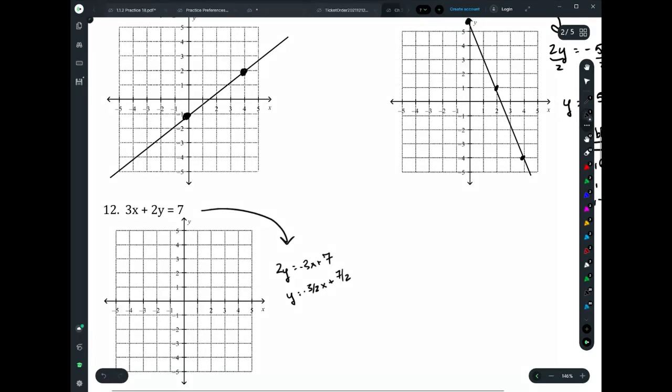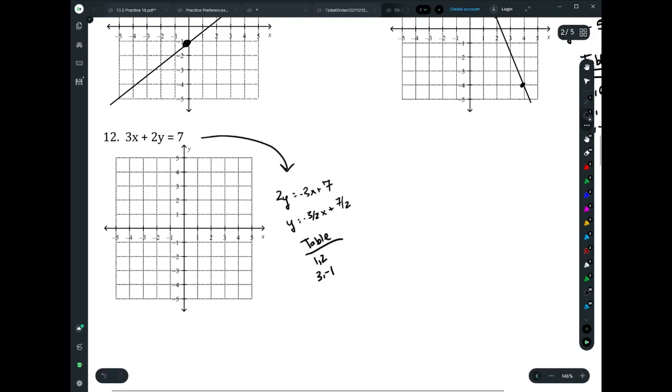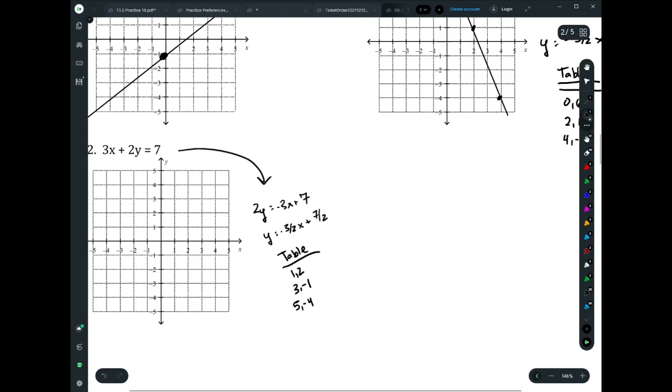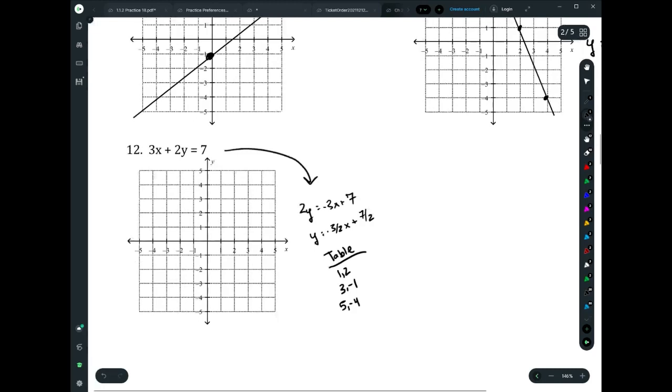So from our table, we have 1 to 2, then we have 3 to negative 1, and if you want to get one more point, why not 5 to negative 4? That will help you match those up. Over 1 up 2. 3 to negative 1. And 5 to negative 4.